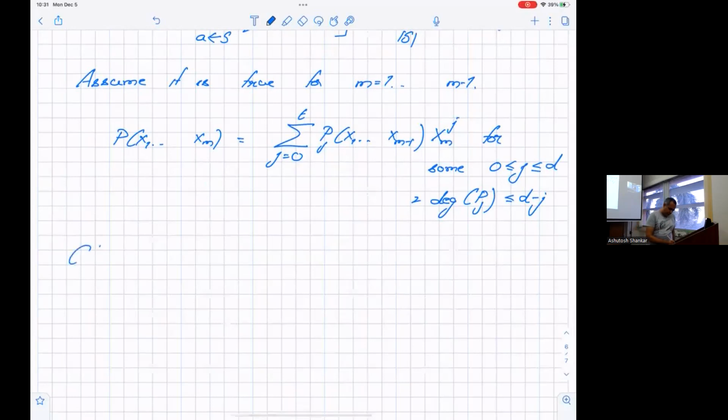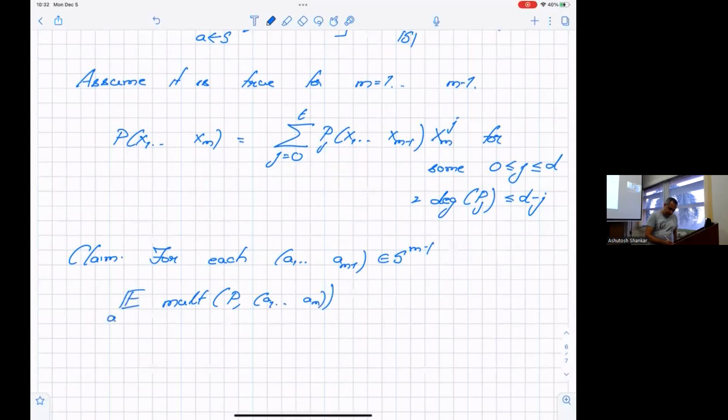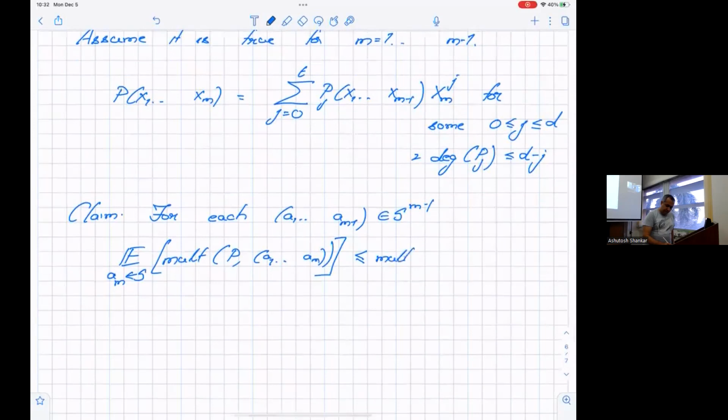So we prove the following thing. For each a_1, a_2, ..., a_{m-1} in S^{m-1}, we look at the multiplicity of P at the point (a_1, ..., a_m), where the only randomness is now over the final point. What we will show is this is at most the multiplicity of P_t, and let's further assume P_t is not 0, I've chosen t to ensure that the largest case P_t is not 0, at the point (a_1, ..., a_{m-1}), plus t by S.